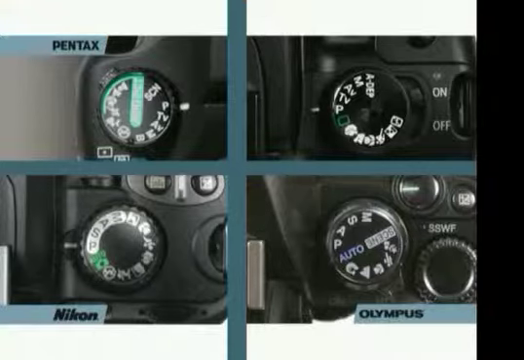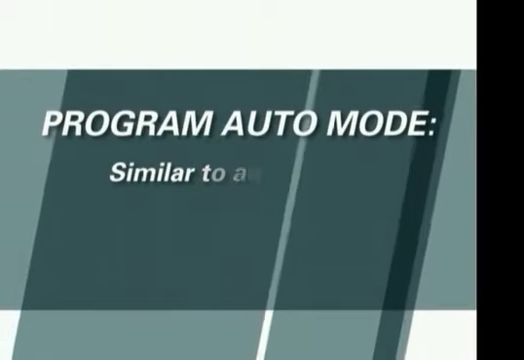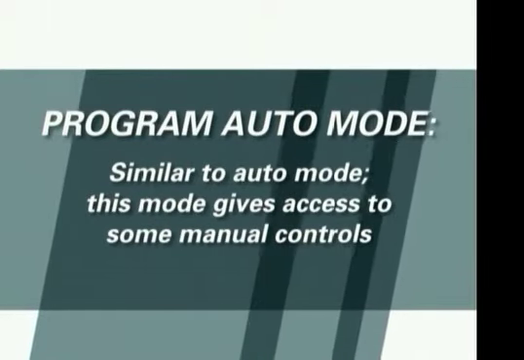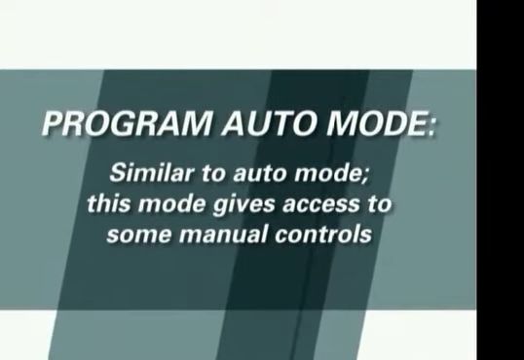The manual settings are represented with letters. The first manual setting is the Programmed Auto Exposure mode, which is marked with the letter P on the mode dial. This mode is similar to the auto mode, but Programmed Auto mode lets you access some of the manual controls on the camera, like setting the ISO or selecting a particular aperture and shutter speed.